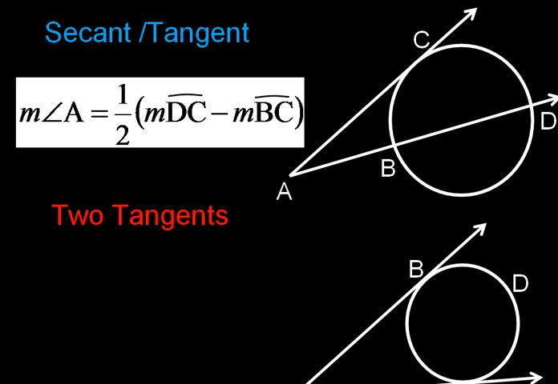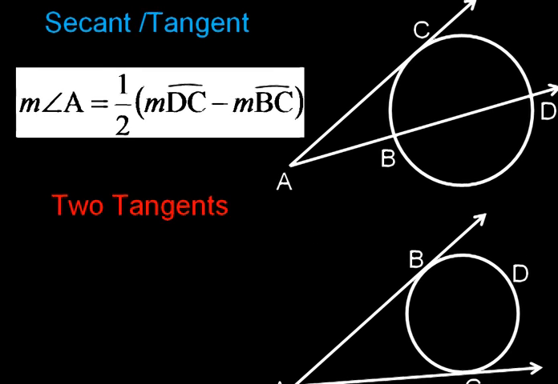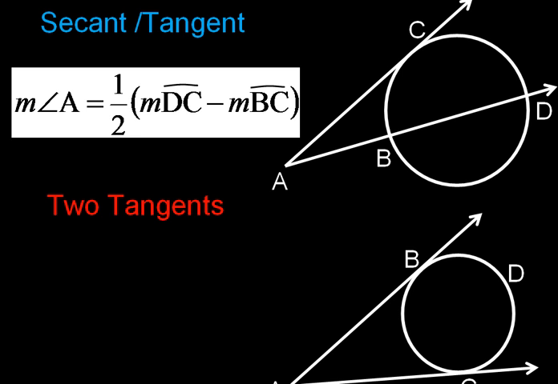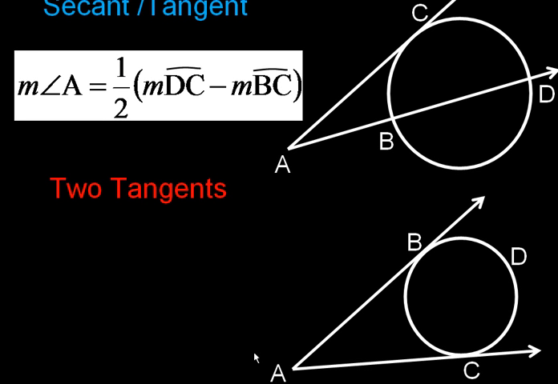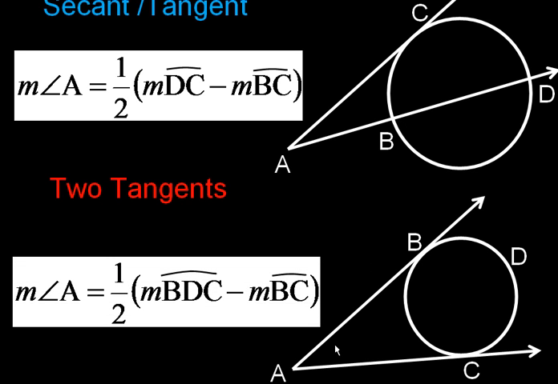Okay, let's move that down so we can see it a little better. We have tangent AB and tangent AC. They're both on this circle here. And the measure of angle A, again, would be 1/2 the measure of BDC, that's this bigger arc, minus the little arc BC. And there we are.